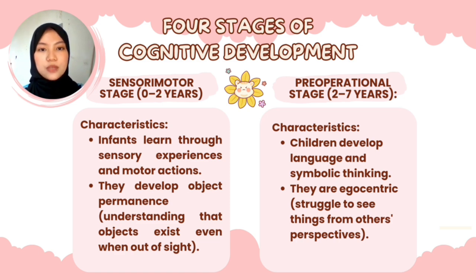And the second one is the pre-operational stage, which happens between 2 to 7 years. The characteristics are that children develop language and symbolic thinking. They are egocentric, which means they struggle to see things from others' perspective.